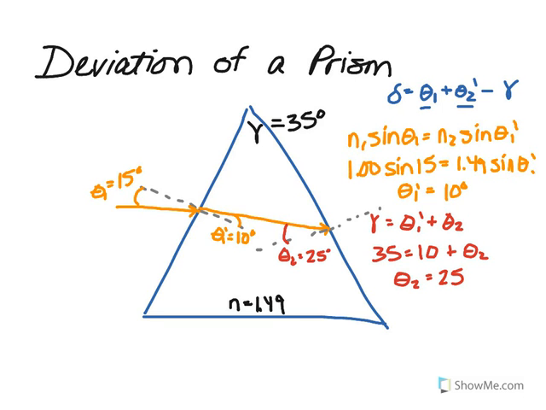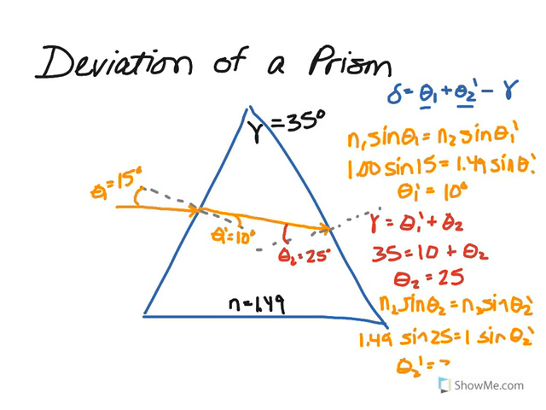And then we can use Snell's law once more to find the final emergent angle. The index of the prism, 1.49, times the sine of 25, is equal to, since we're back in the air, 1 times the sine of theta 2 prime. We're trying to find theta 2 prime. And we can find that theta 2 prime is equal to 39 degrees.